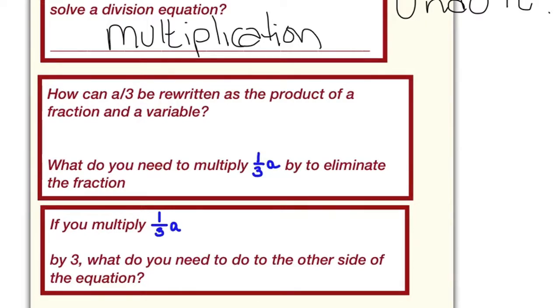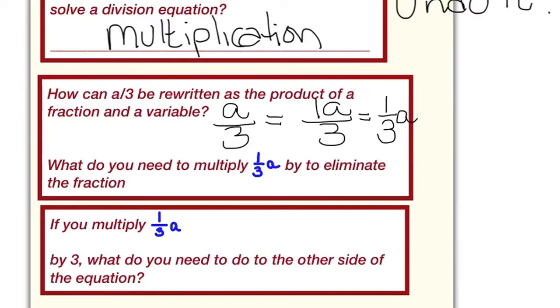Okay, how can a over 3, or a divided by 3, be rewritten as the product, multiplication, of a fraction and a variable? In that case, you should know that a over 3 is the same thing as saying 1a over 3, which can also be written more neatly as 1/3 a. Okay? What do you need to multiply 1/3 a by to eliminate the fraction?